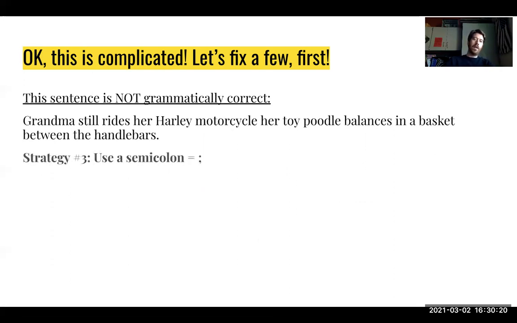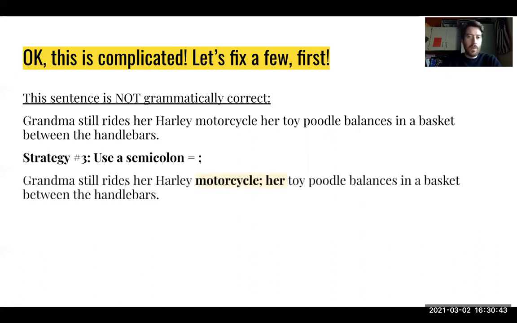Same sentence. Here's the third strategy. This is a little bit harder, and later in the semester, hopefully we're going to have a look at semicolons and how to use them more effectively and practice the use of semicolons. Basically, a semicolon is a way of connecting 2 clauses together with a single piece of punctuation. So here's what you would do. After the word motorcycle, you just add a semicolon.